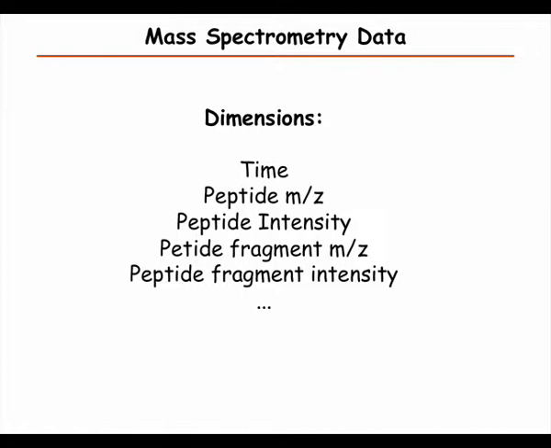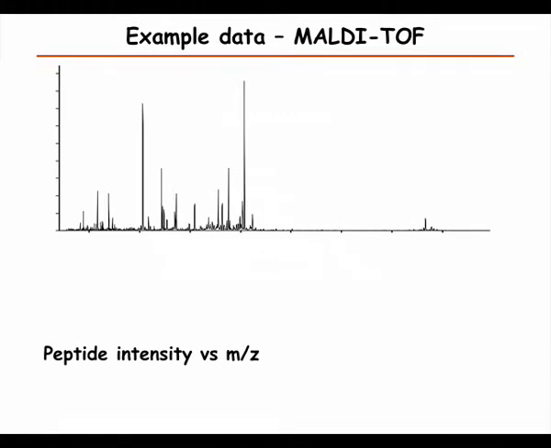And in principle, we could continue. It's not done that often, but sometimes you do two fragmentations. You isolate the peptide, fragment it, isolate a fragment, and fragment the fragment, and collect the spectrum of that. There are experiments where that's done. So there are many dimensions, and this is now matrix-assisted laser desorption data collected in a time of flight.